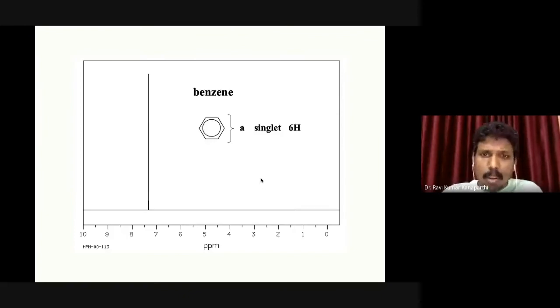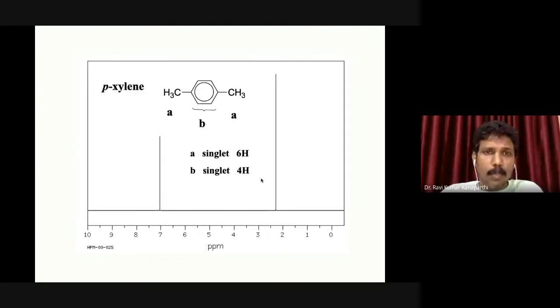And then benzene, again the same thing. All 6 protons will resonate at one position, above 7, and it is a singlet. Suppose you have a xylene, this is para-xylene, and it is again a symmetrical molecule. As you can see here, the 2 methyl groups will be at one position, and the 4 aromatic protons will resonate at one position. So this is the aliphatic methyl proton, and these are the aromatic protons. Aromatic protons will be seen above 7, and the aliphatic will be seen above 2.